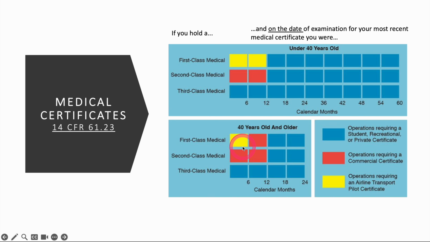And then a second class medical, same as above, actually, it's only 12 calendar months. After that, you have an additional year for a total of 24 calendar months with third class privileges. First class, sadly, it's only good for 6 calendar months. So if you see an airline pilot at the airport, he's over 40, just know he's getting checked out every 6 calendar months.